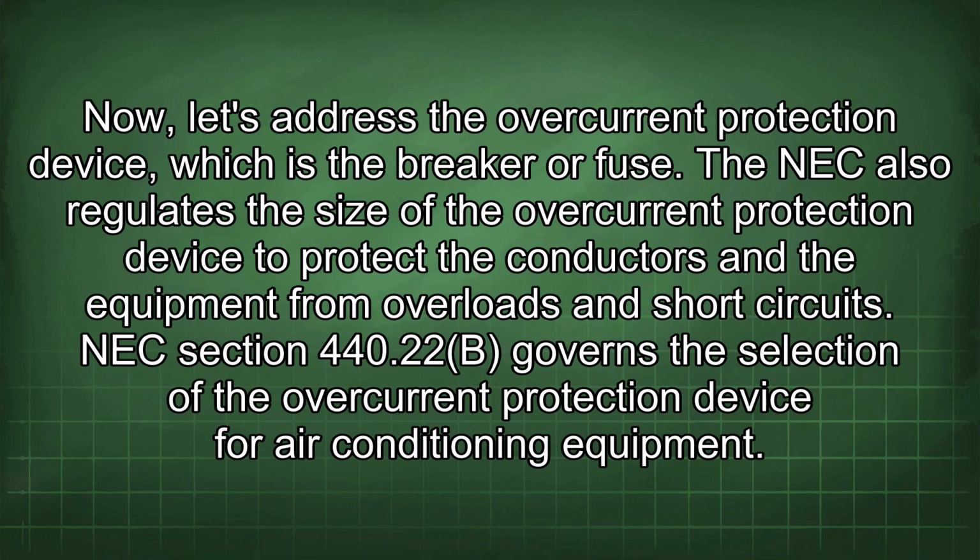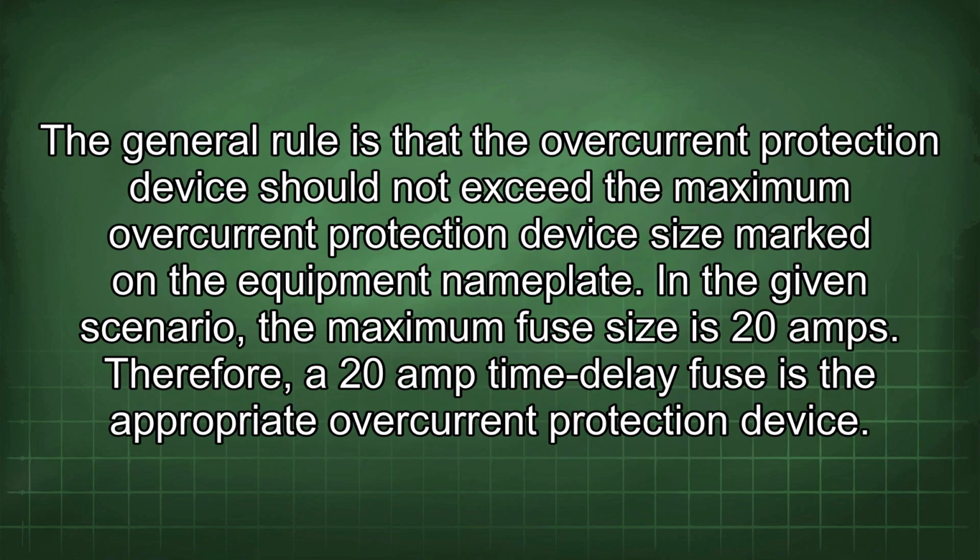Now let's address the overcurrent protection device, which is the breaker or fuse. The NEC also regulates the size of the overcurrent protection device to protect the conductors and the equipment from overloads and short circuits. NEC section 440.22(B) governs the selection of the overcurrent protection device for air conditioning equipment. The general rule is that the overcurrent protection device should not exceed the maximum overcurrent protection device size marked on the equipment nameplate. In the given scenario, the maximum fuse size is 20 amps.